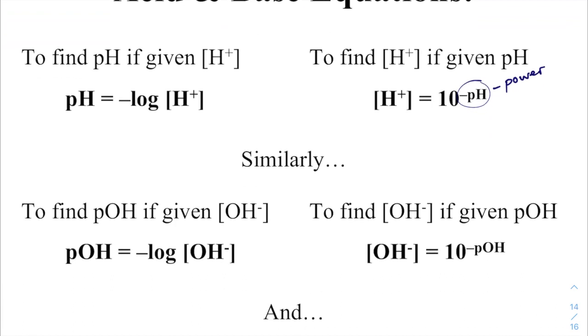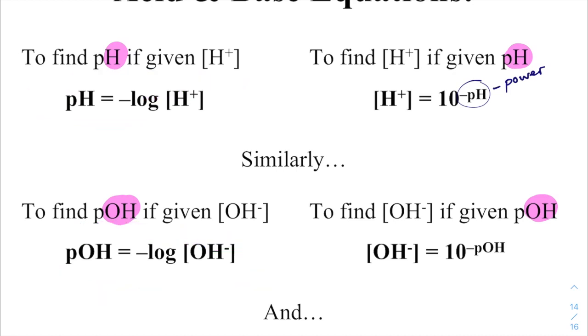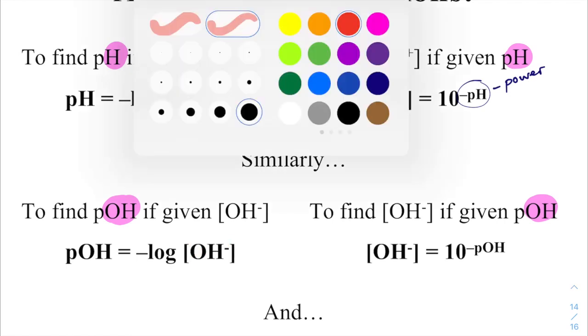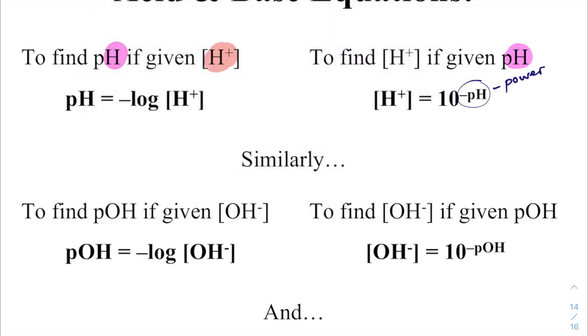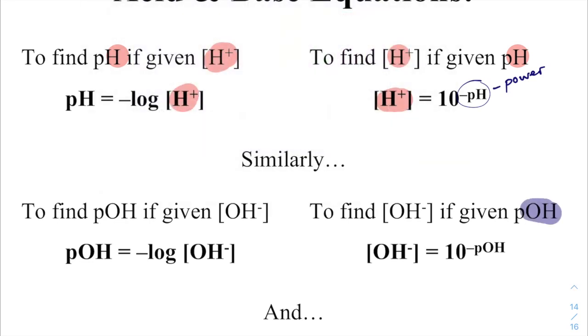If you see here, this is pH. When you have pOH, they are the same exact equations, except for what's in the solution. So I'm actually going to use different colors here. I apologize for that. I'm going to use red for hydronium, and I'm going to use blue for the hydroxide.